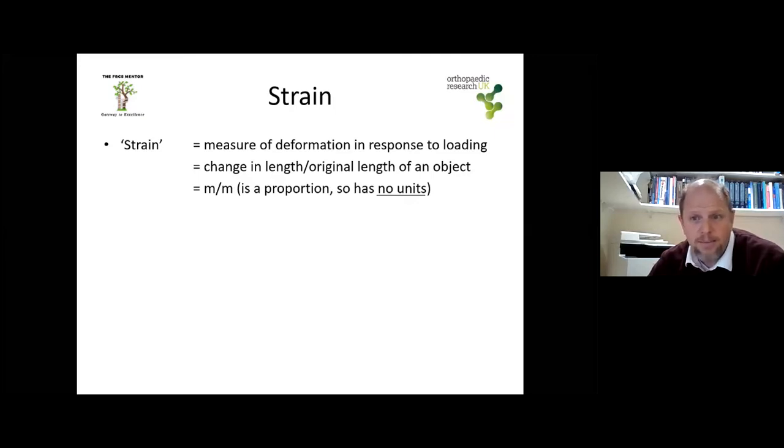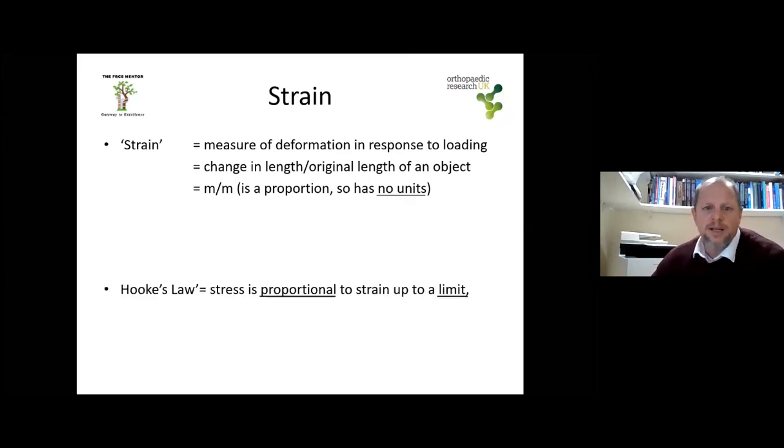I've seen that come up in multiple choice questions, occasionally in a VIVA. What are the units of stress? Oh, they're Newton per meter squares. What are the units of strain? Answer, it has no units. It's a proportion. It's the change in length over the original length of a material.